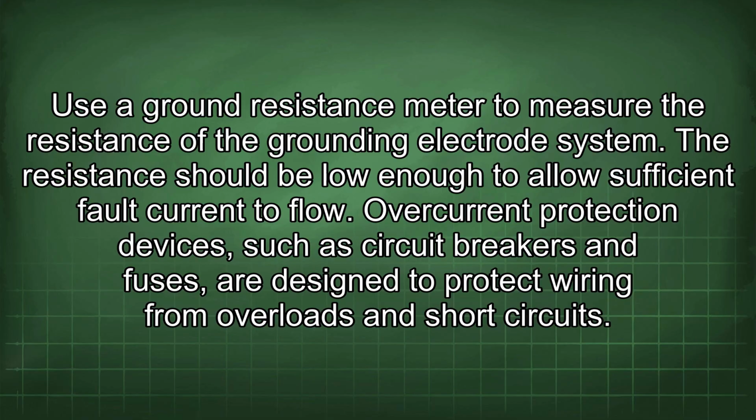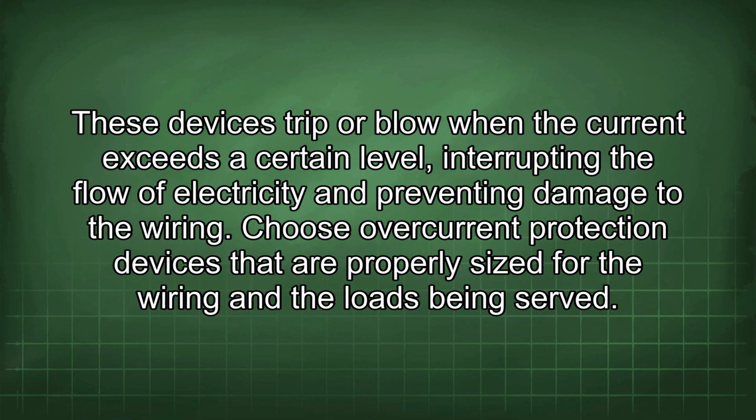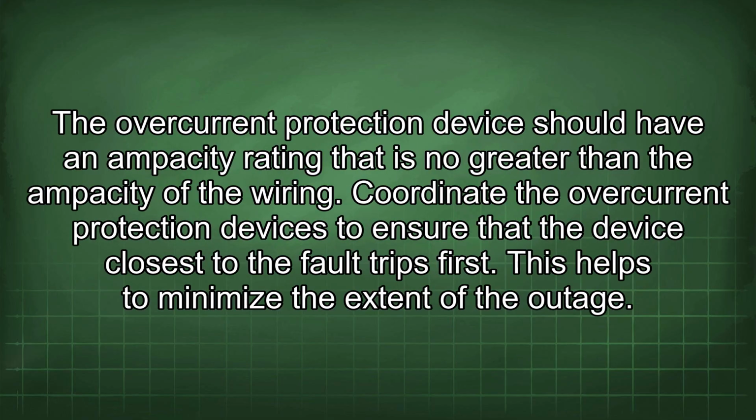Overcurrent protection devices, such as circuit breakers and fuses, are designed to protect wiring from overloads and short circuits. These devices trip or blow when the current exceeds a certain level, interrupting the flow of electricity and preventing damage to the wiring. Choose overcurrent protection devices that are properly sized for the wiring and the loads being served. The overcurrent protection device should have an ampacity rating that is no greater than the ampacity of the wiring.